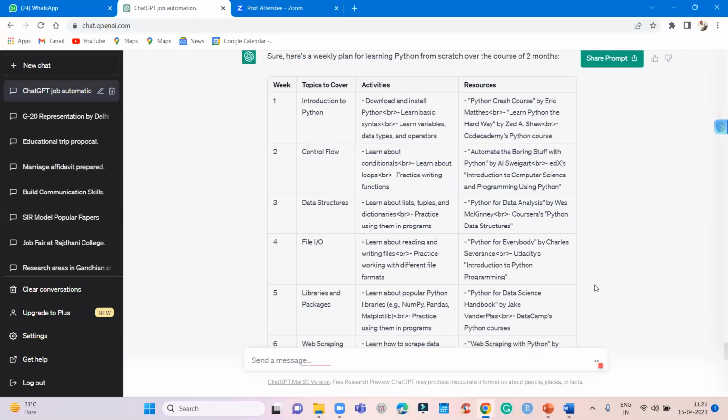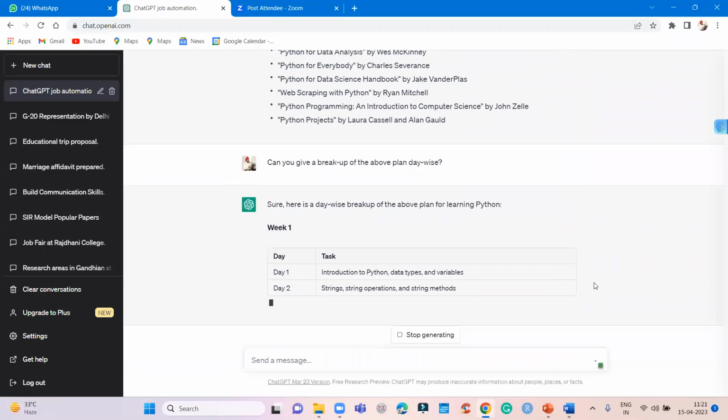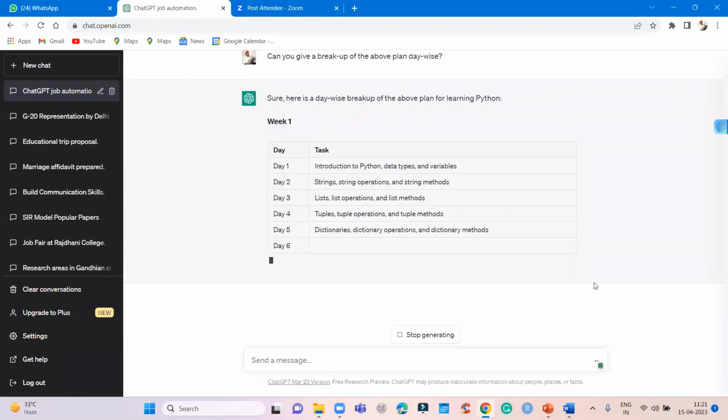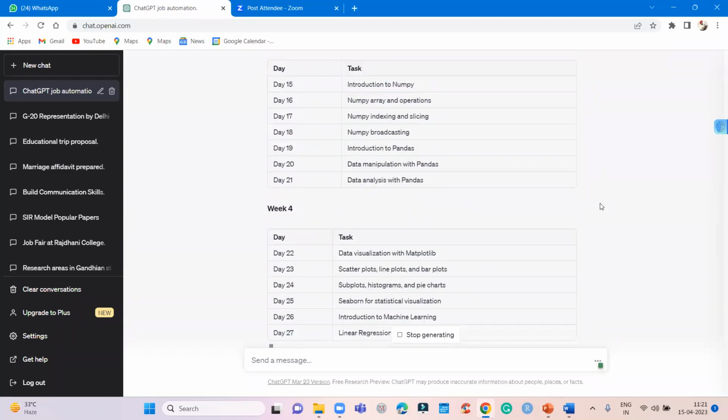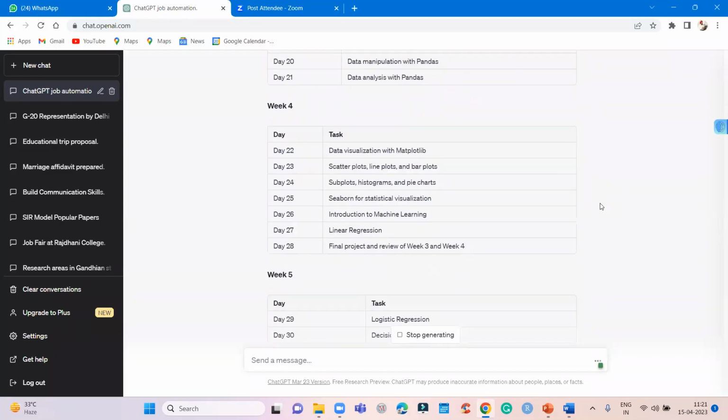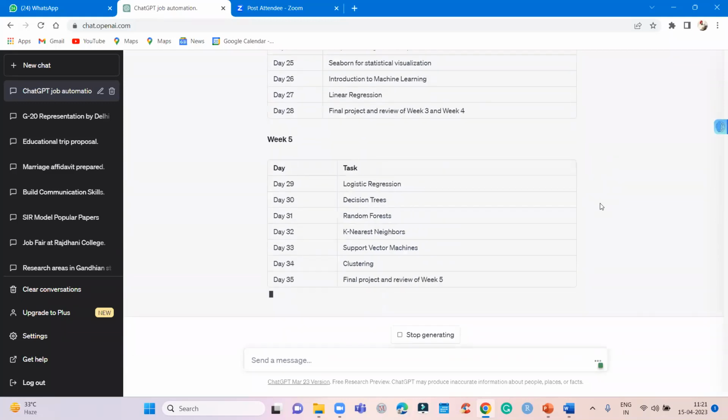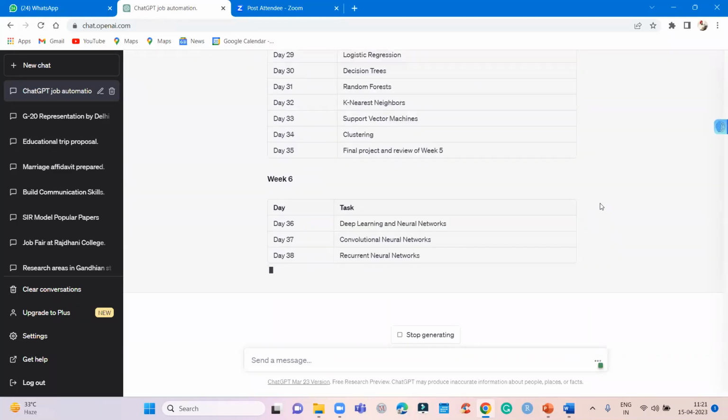So here comes the day-wise plan. On the first day, you have to study introduction to Python and data types. On the second day, you have to study this. Week 1, week 2, go ahead like this. So you can plan your summer right now. After this class, you can plan what you are going to study.